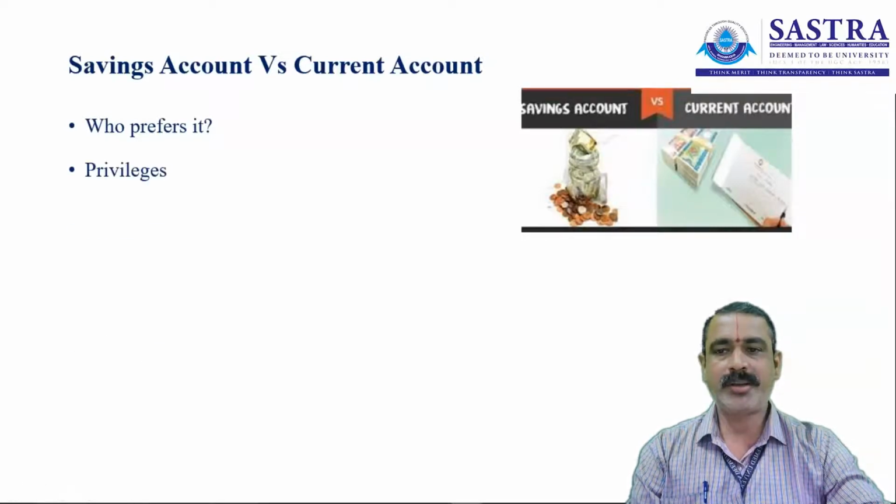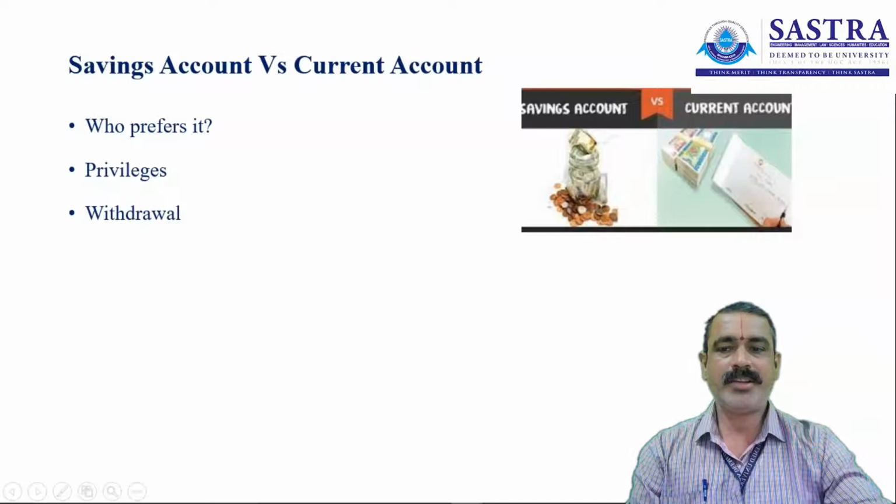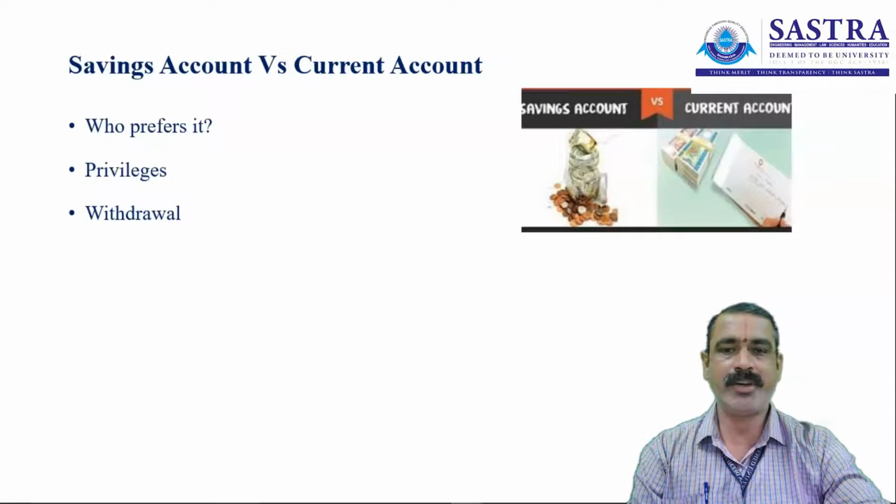What are the privileges available for savings account holders as well as current account holders? The savings bank account holder enjoys limited privileges such as collection of checks, safe custody of valuables, etc. Whereas the current account holders enjoy more privileges that are offered by the bankers. There is a distinction because of the withdrawal. Withdrawal is limited with regard to period and amount in the case of a savings account, whereas no such limitations are available for current account holders.